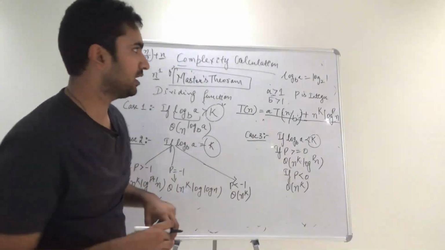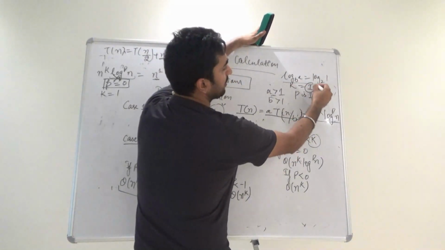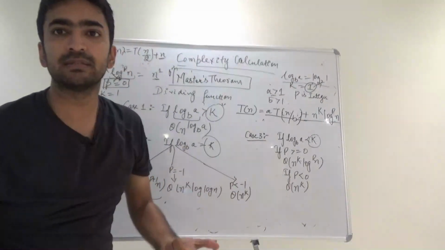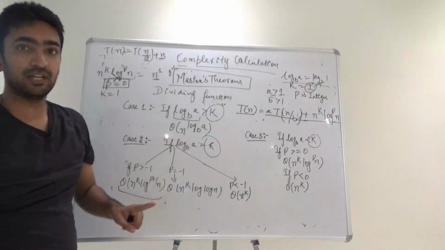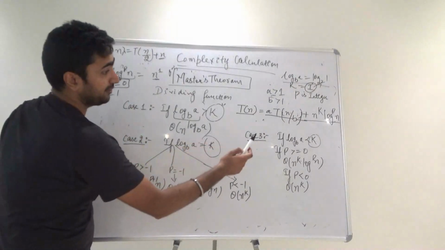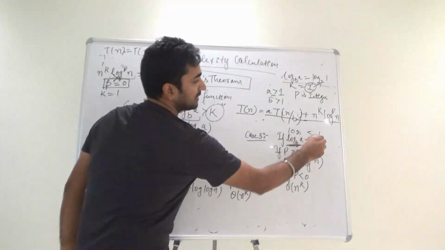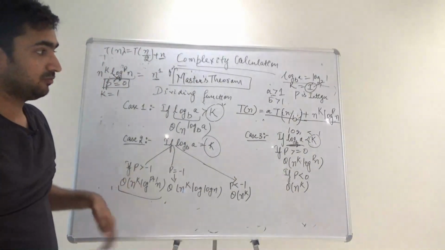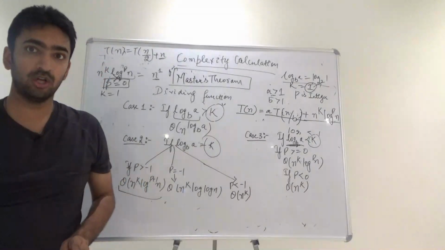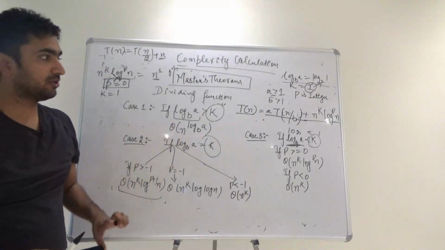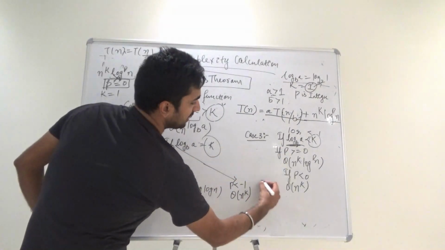Now you have to compare log base b of a with k, and k value is 1. You have to compare 1 with log of 1. Obviously 1 is higher. So this will be a scenario where log base b of a, which is log of 1, is less than 1. We have to see what kind of scenario we are going to deal with. So this is the first thing. I hope this is clear to all. Second thing is we have to calculate what is the value of p. So p was already equal to 0.